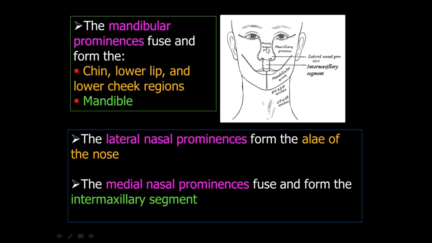Medial nasal prominences, as they fuse with each other, will form the intermaxillary segment, which will form the central part of the upper lip, that is your philtrum area, and the premaxillary part of the palate. So this is the intermaxillary segment, that is your fused medial nasal prominences.